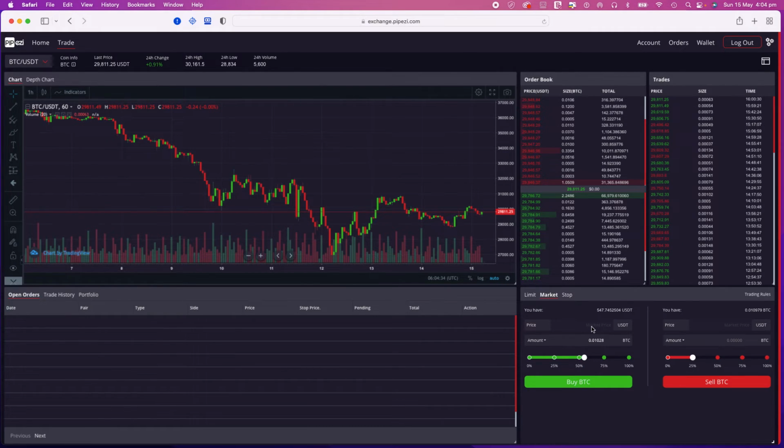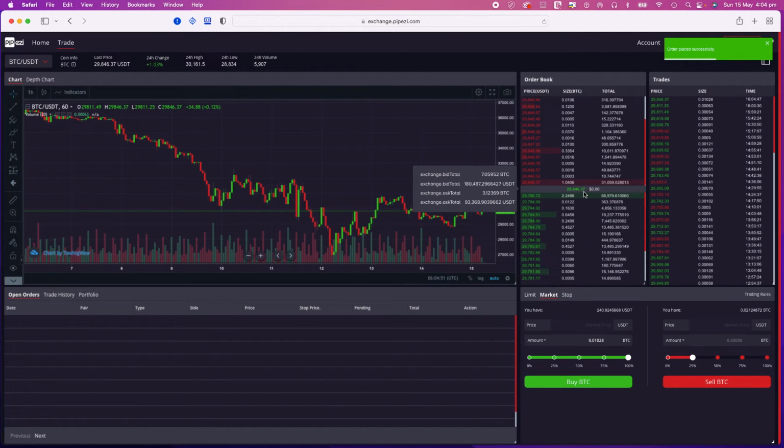It's more difficult to say I want to buy a specific dollar amount's worth, and it's easier to say I want a specific number of Bitcoin. But the moment I say buy, this order will execute, and I will buy it for whatever the price is right now, because it's a market order. I cannot cancel a market order once it's done, and you'll see that my Bitcoin has increased and my US Tether has decreased.